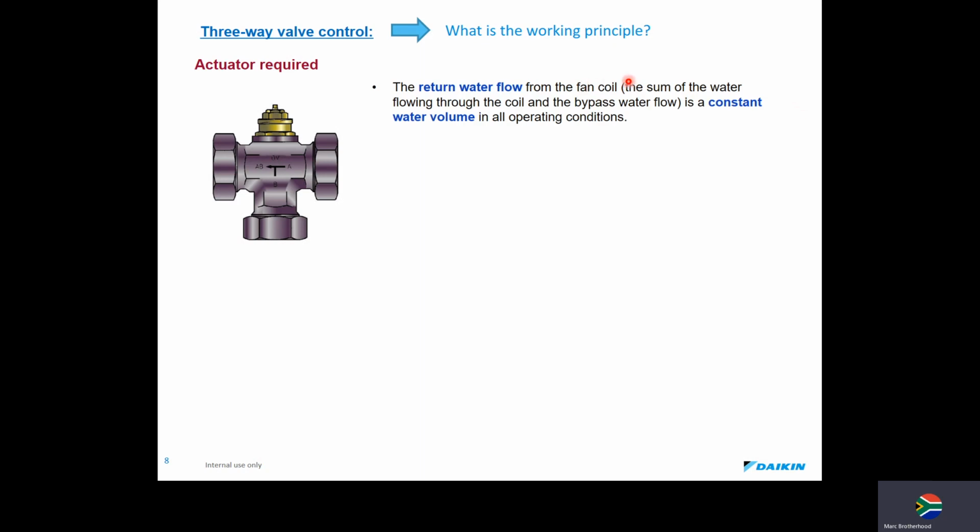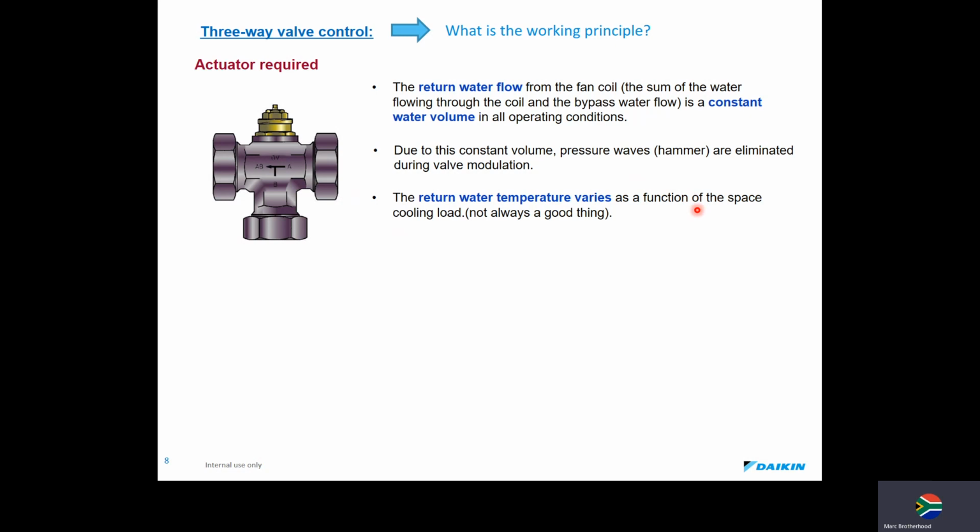The return water flow from the fan coil, which is the sum of the water flowing through the coil and the bypass water flow, is constant water volume in all operating conditions. Due to this constant volume, pressure waves or water hammer are eliminated during valve modulation. You may have come across this if you shower or if you close your taps at home very quickly. That's like a two-way valve principle. Your pipes will bounce in your roof. This won't happen with a three-way valve because of the constant water flow.